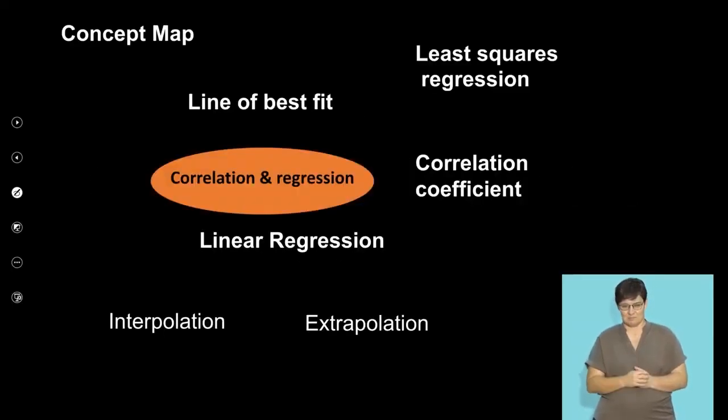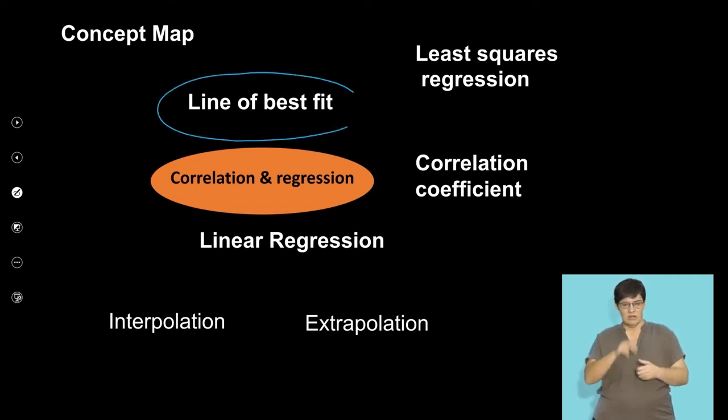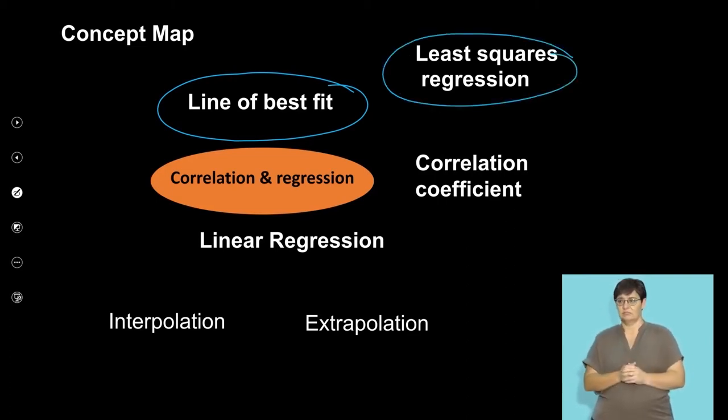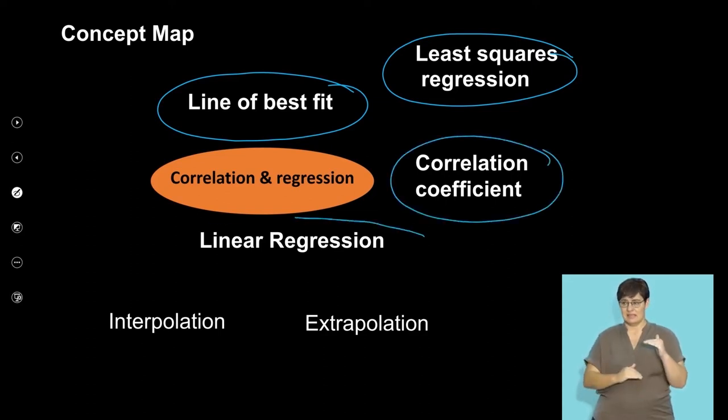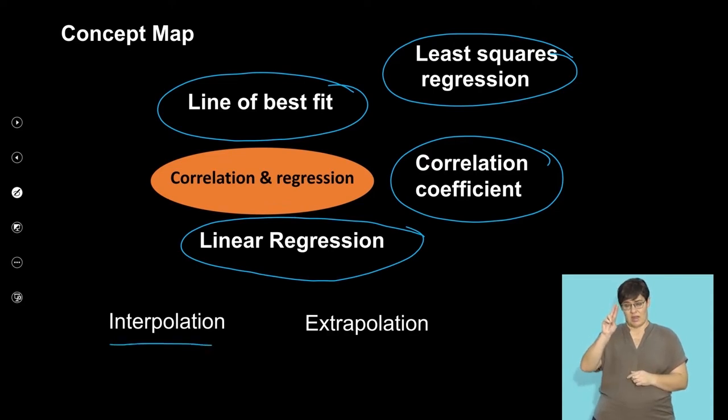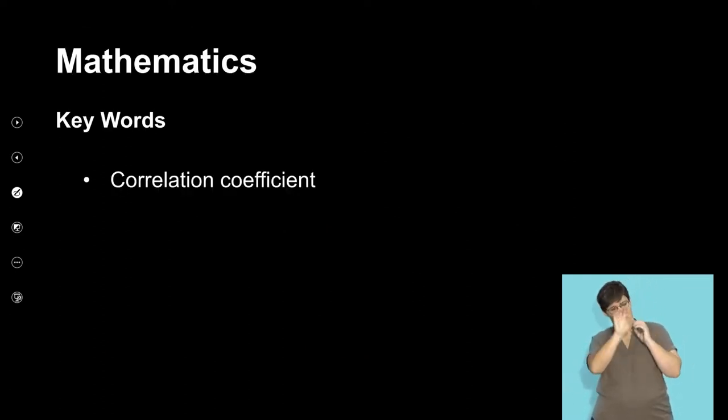So, under correlation, we know there's a line of best fit. The line of best fit and the least square regression, then correlation, linear regression, and interpolation and extrapolation. Very important. I would like us to look at some of the terminology, the keywords. Correlation coefficient. What do we remember about correlation coefficient?